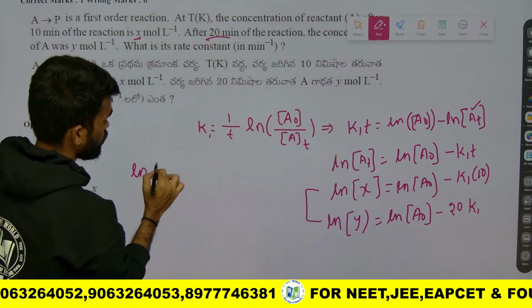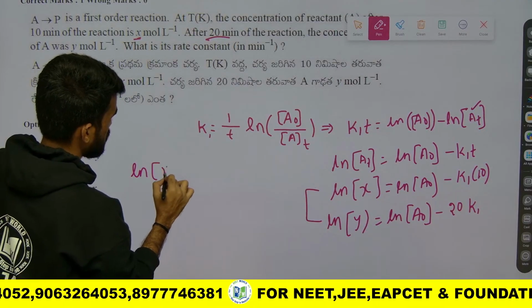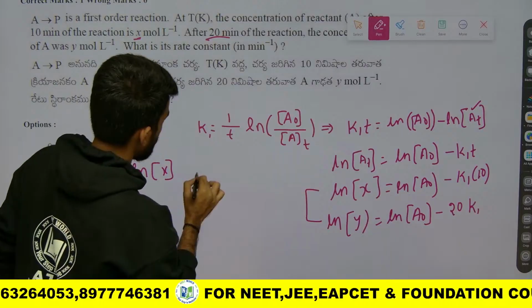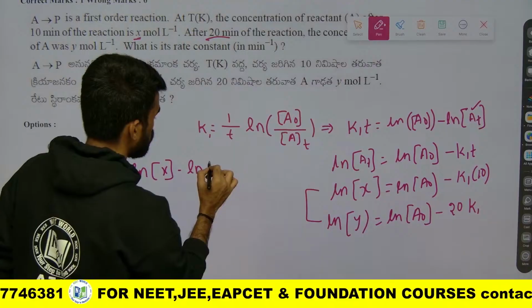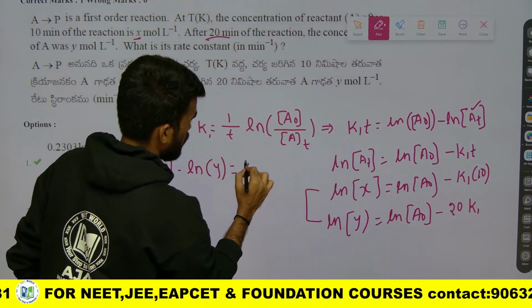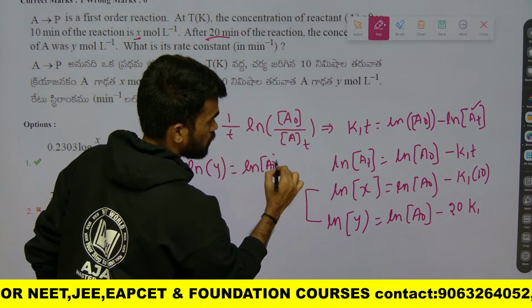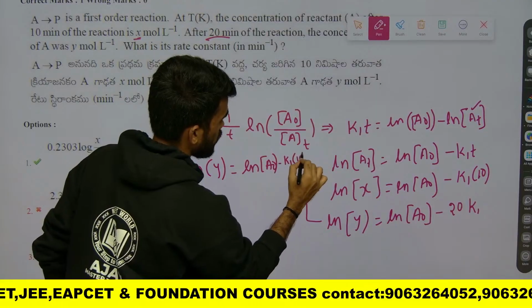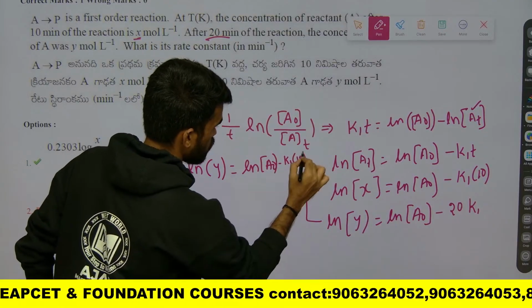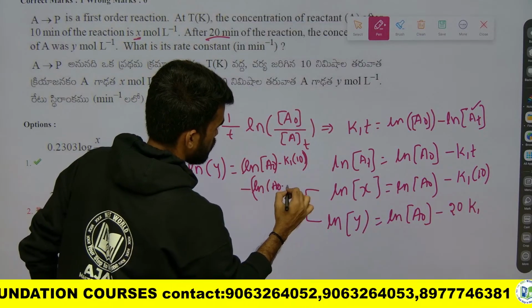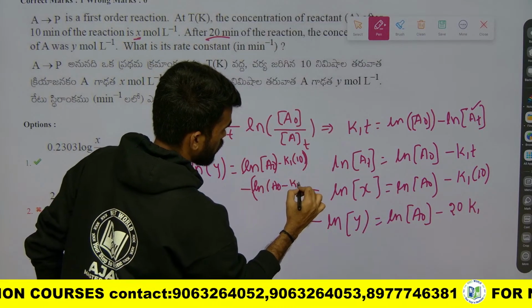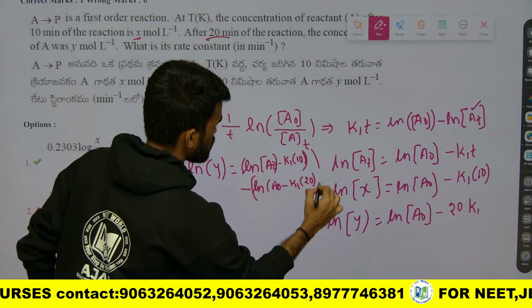So ln of x minus ln of y you can do. So what you will get? Ln of a naught minus k1 into 10, minus ln of a naught minus k1 into 20. So if you do this, so what we will get?